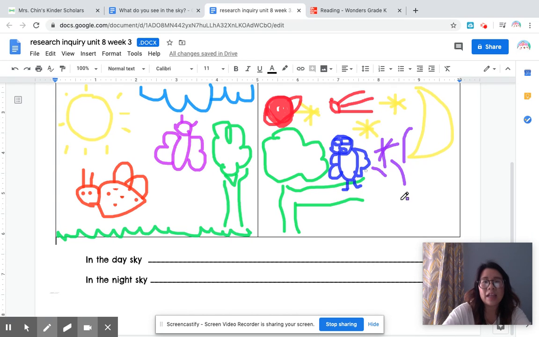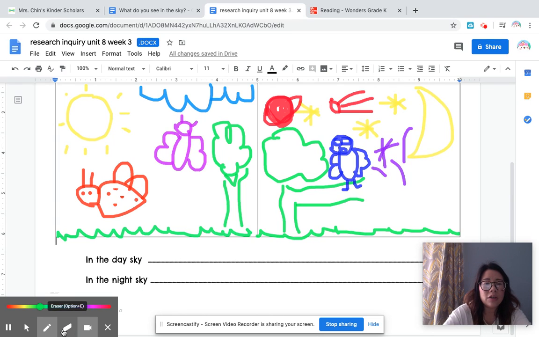Okay, so now I'm going to add some more details to the picture to show that I'm outside, and I could draw some grass. And then if I was using a shading tool, I might put the background as black to show that the sky is dark in the nighttime.